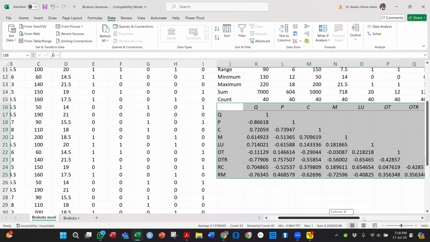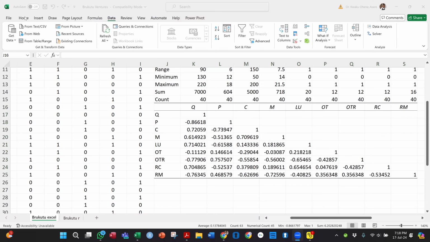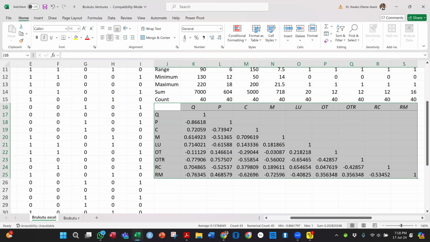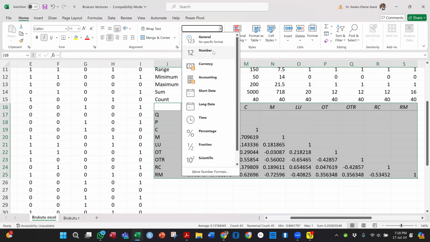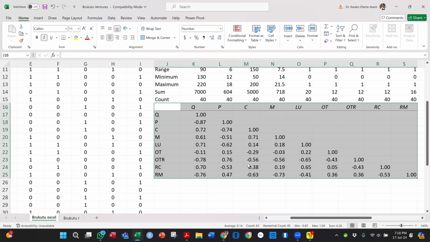The correlation matrix is highlighted. Don't remove the highlight. It has a lot of decimals. Don't touch it. Go to the Home tab. When you see it directly below the Power Pivot or Help, you will see General. We just want to change this to 2 decimals. So click on the little arrow to the right of the General and select Number. The moment you click Number, everything will be converted to 2 decimals. This is our correlation matrix.